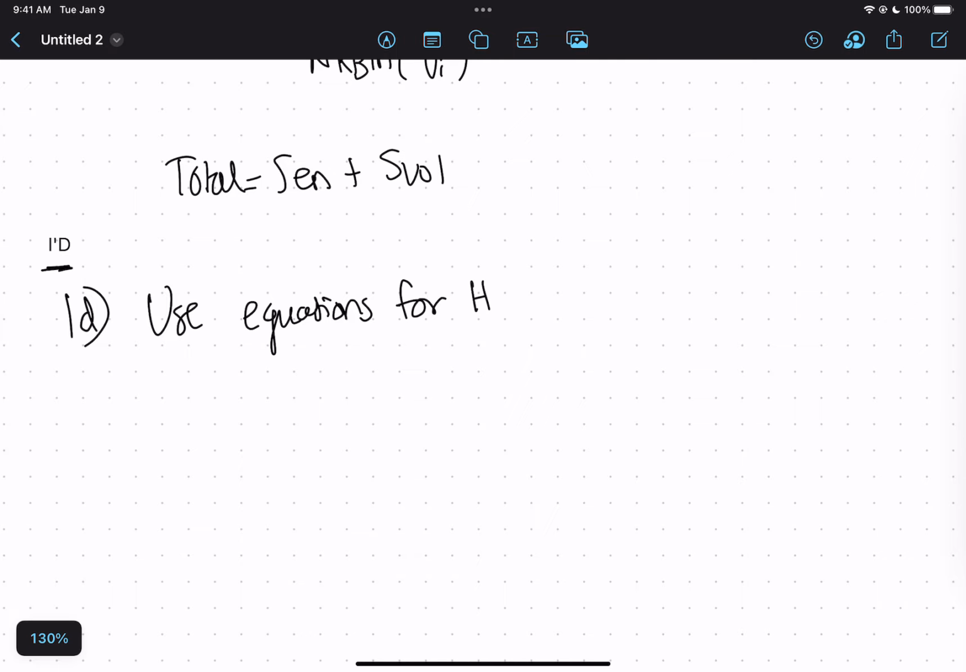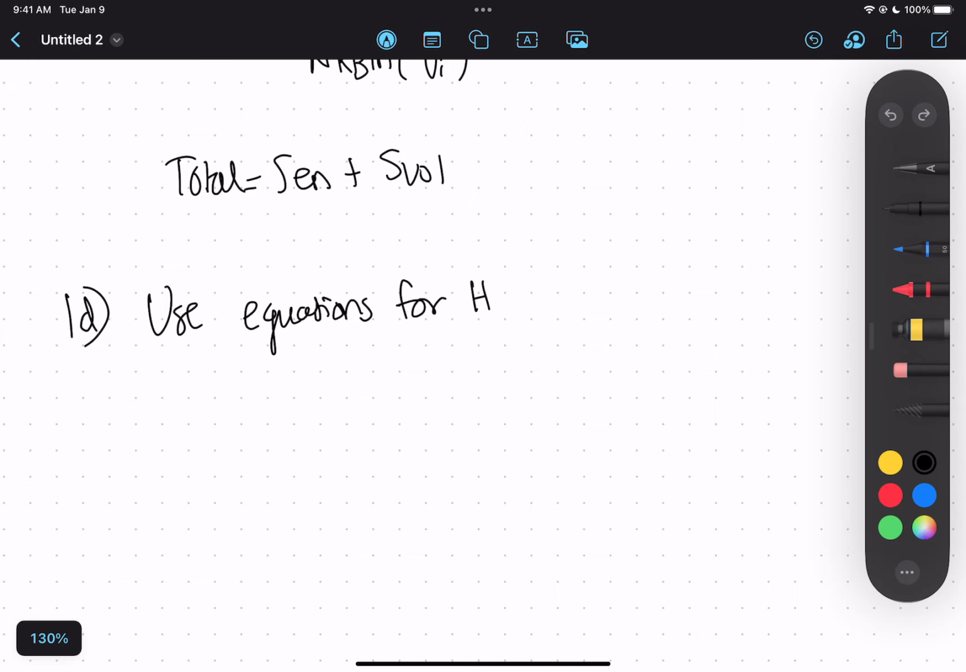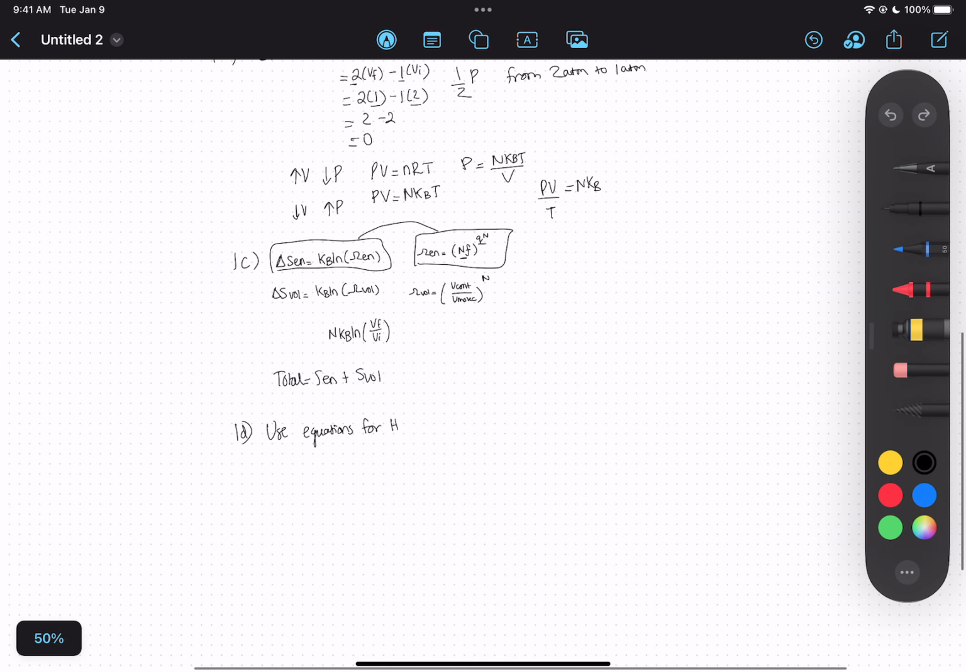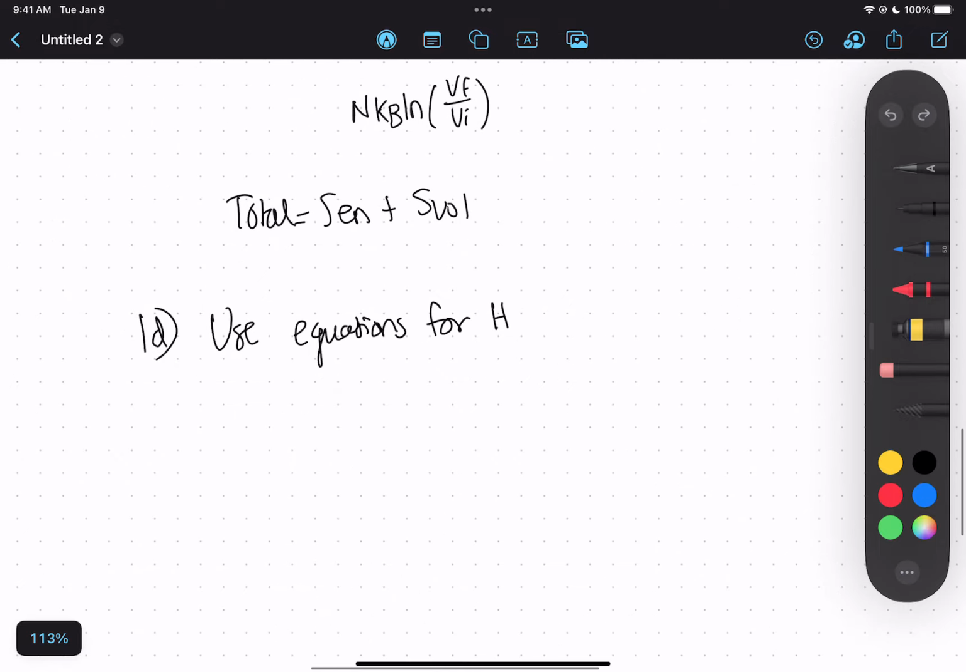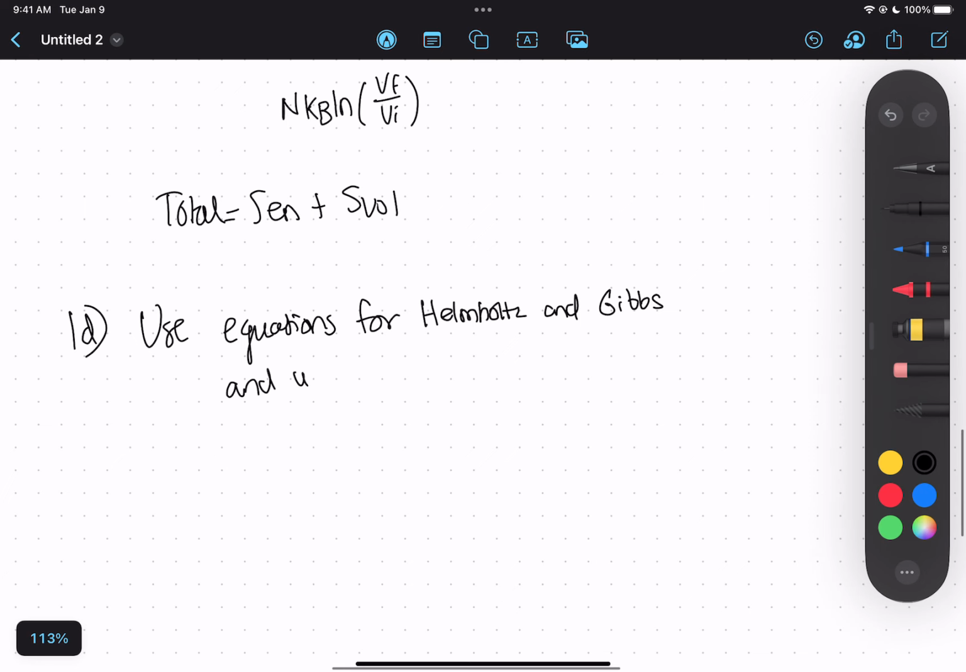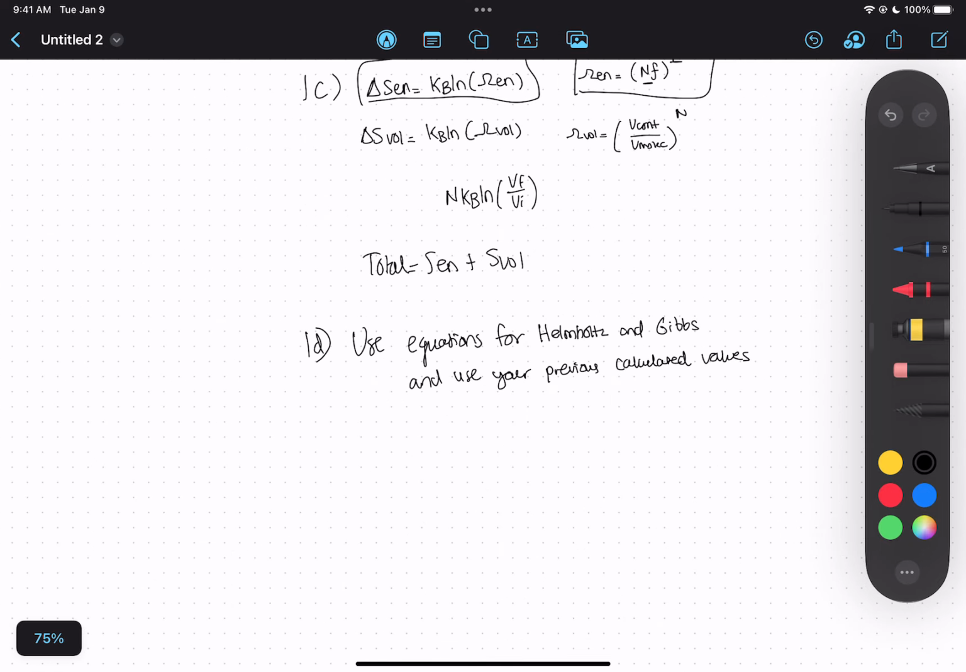If you guys have a question here, whoever was typing, feel free to continue typing and ask whatever questions you have. While I'm writing something, if you want to type it on the board, that's totally fine. But yeah, use equations for Helmholtz and Gibbs free energy, and use your previous values. So I think that's pretty solid.